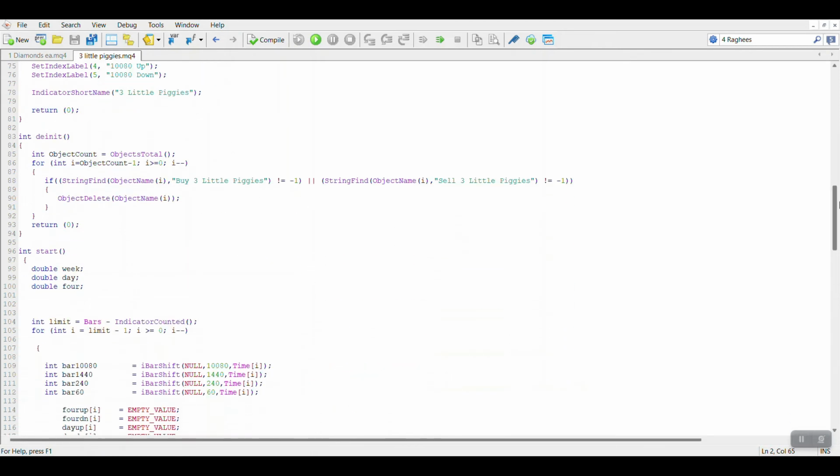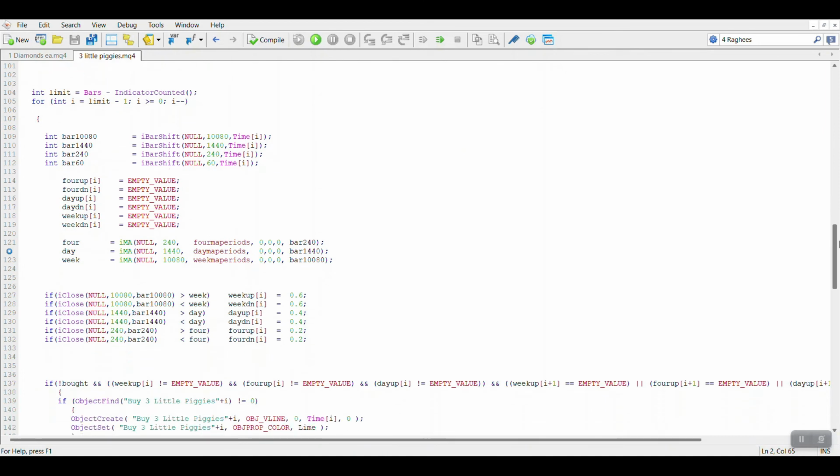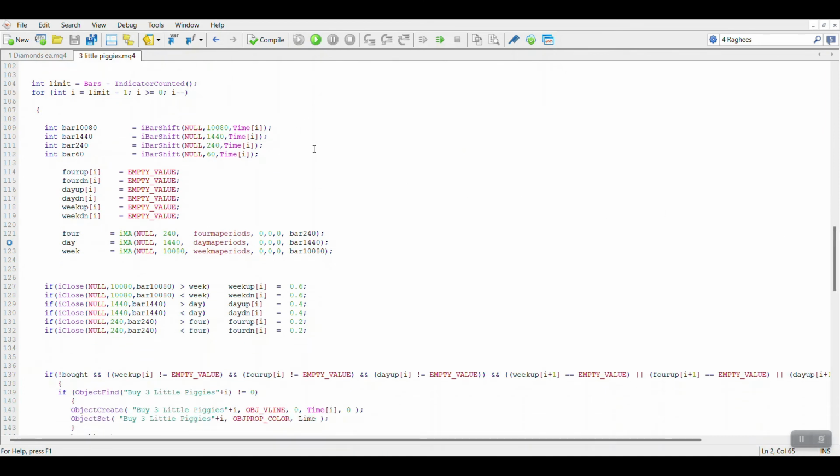To do multi-time frame, you need to use I-bar shift, because if you're on the 2-hour chart, 4-hour chart, whatever, you need to be able to translate that to the monthly and the weekly and the daily. And I-bar shift is how you do that. I-bar shift figures out where that period of time is in the other time frame. And that's what this is all about.